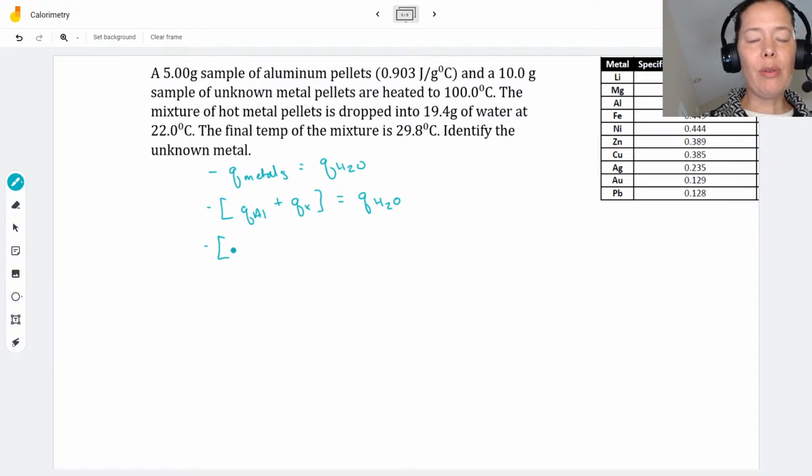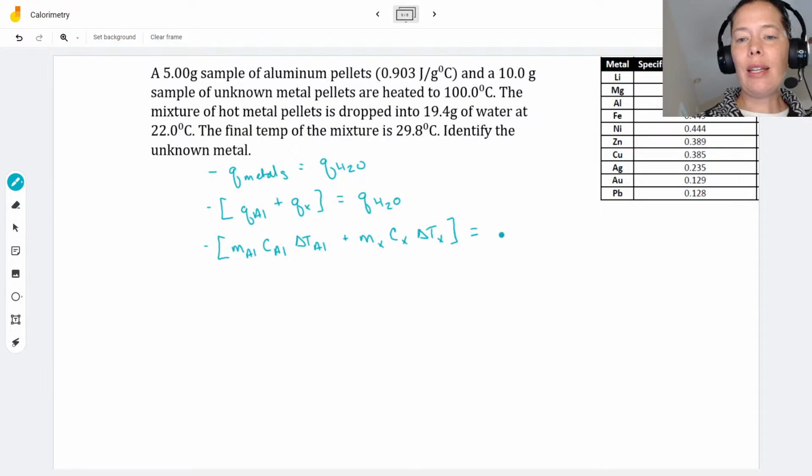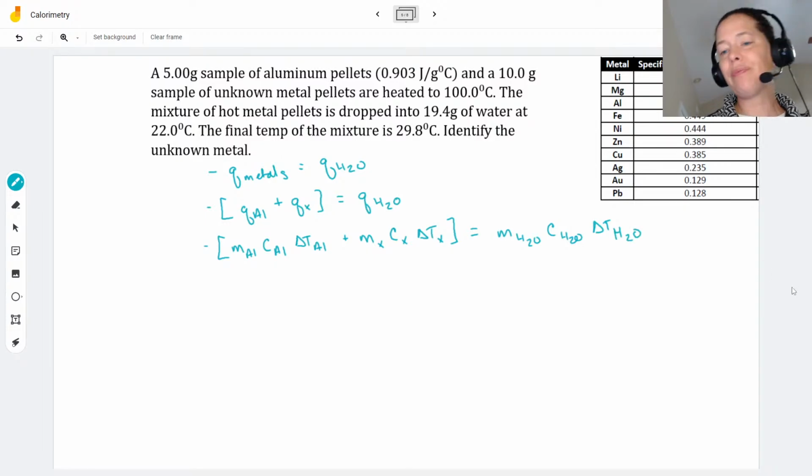So the heat of the aluminum is going to be the mass of the aluminum, the specific heat of the aluminum, and the delta T of the aluminum, plus the mass of our unknown, the specific heat of the unknown, and the delta T of the unknown. And that equals the mass of our water, the specific heat of the water, and the delta T of the water. This is a little bit longer equation, but hopefully you can see the similarities between the previous ones that we have done.